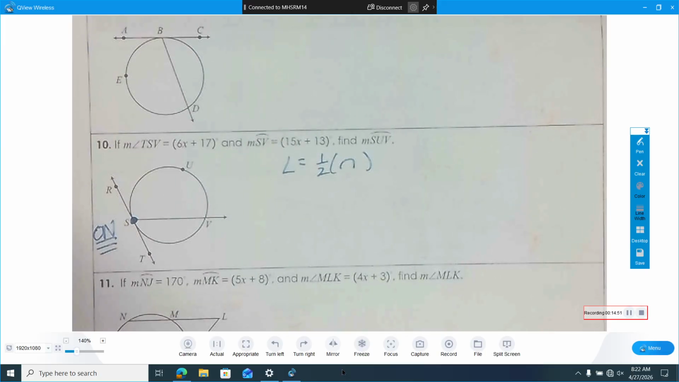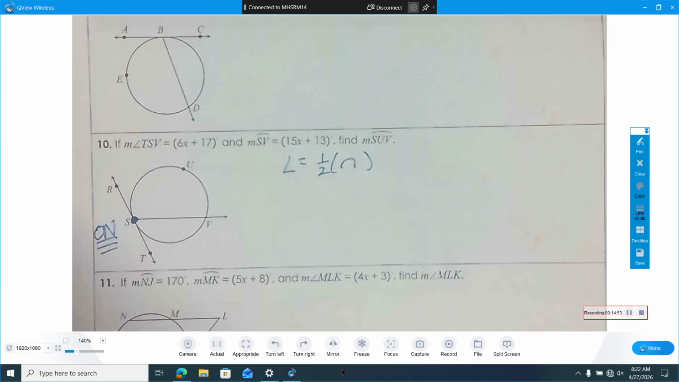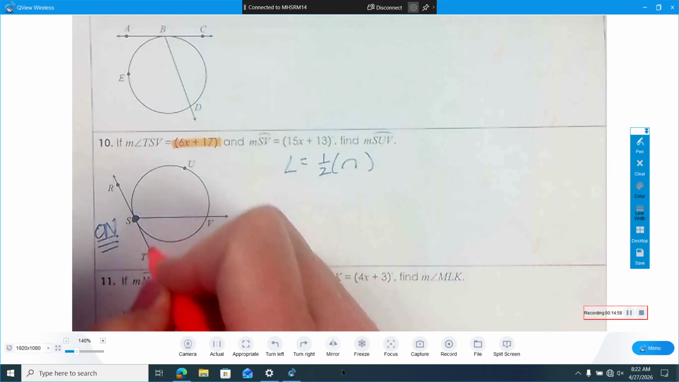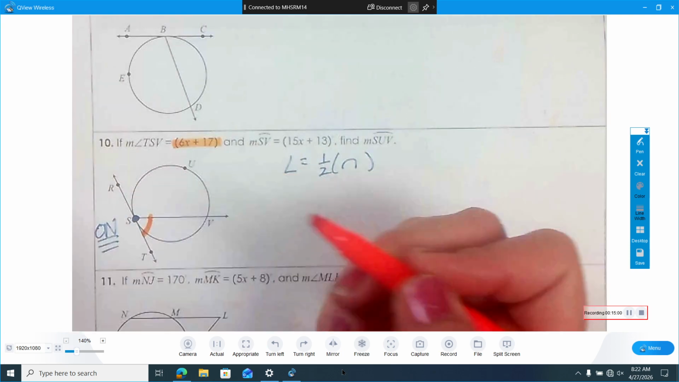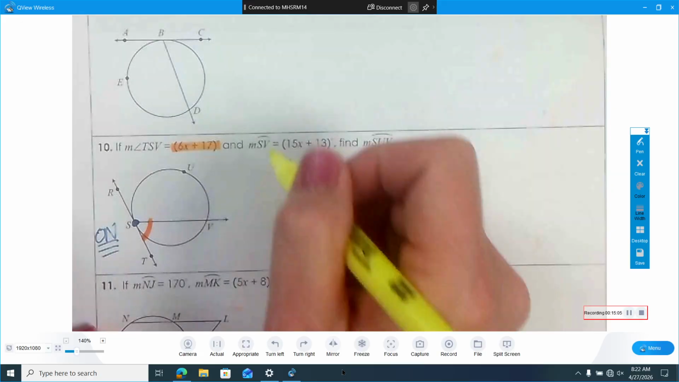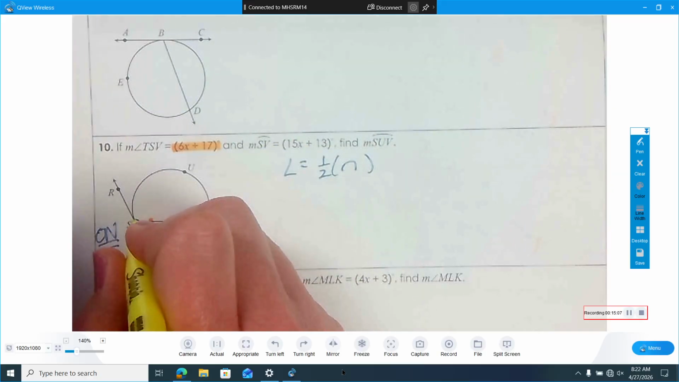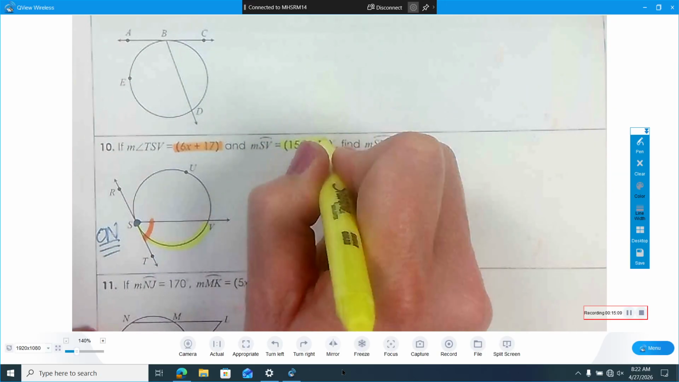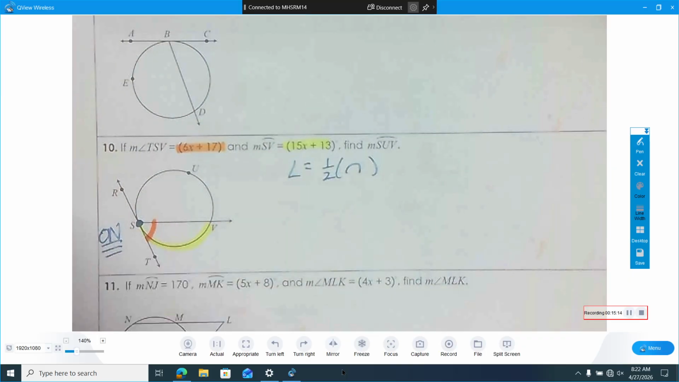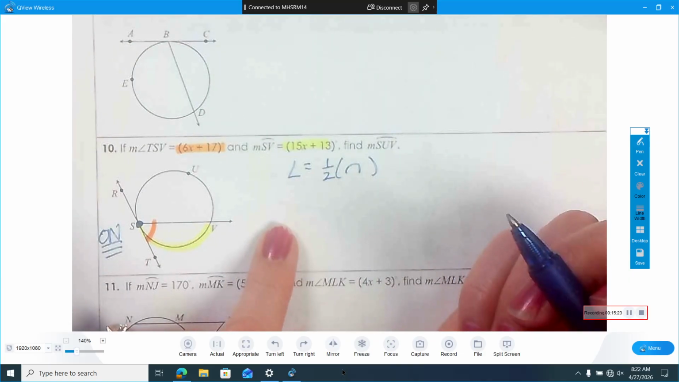So let's see what it's given me. I have angle TSV. That is this angle right here. So there's my angle. And an arc SV, which is good, this is the arc that it is eating, right there, 15x plus 13. So my angle and my arc are corresponding. The angle is eating up the arc. Does that make sense to you? Okay. All right. So then what are we going to write?